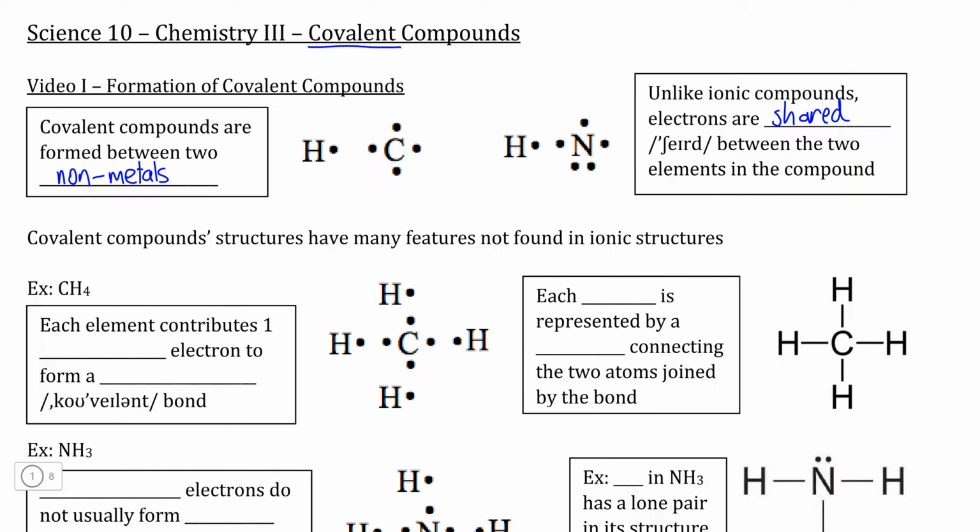between the two compounds. For example, we can see that this unpaired electron and this unpaired electron can together form a pair, and this mutual sharing of electrons is what holds hydrogen and carbon together, and likewise with hydrogen and nitrogen in this pairing here.